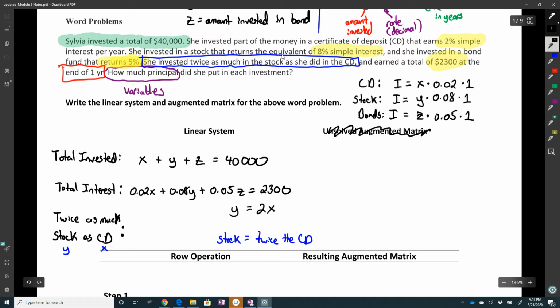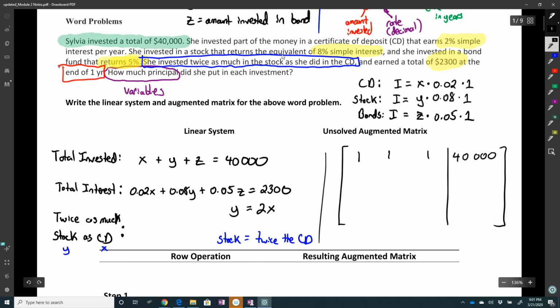So there we go. Now my unsolved augmented matrix is, I just work it out. The first row is 1, 1, 1, 40,000. Then 0.02, 0.08, 0.05, 2,300.